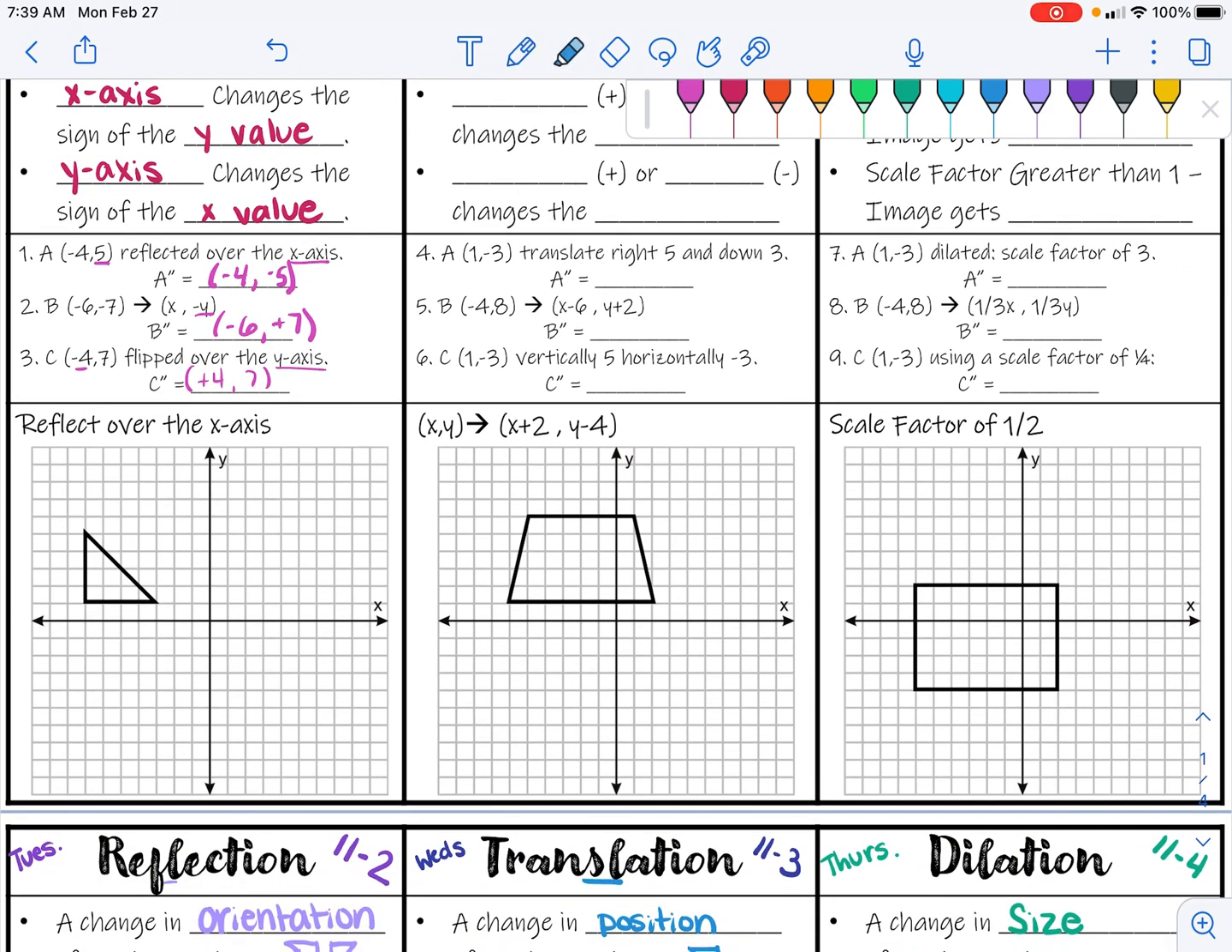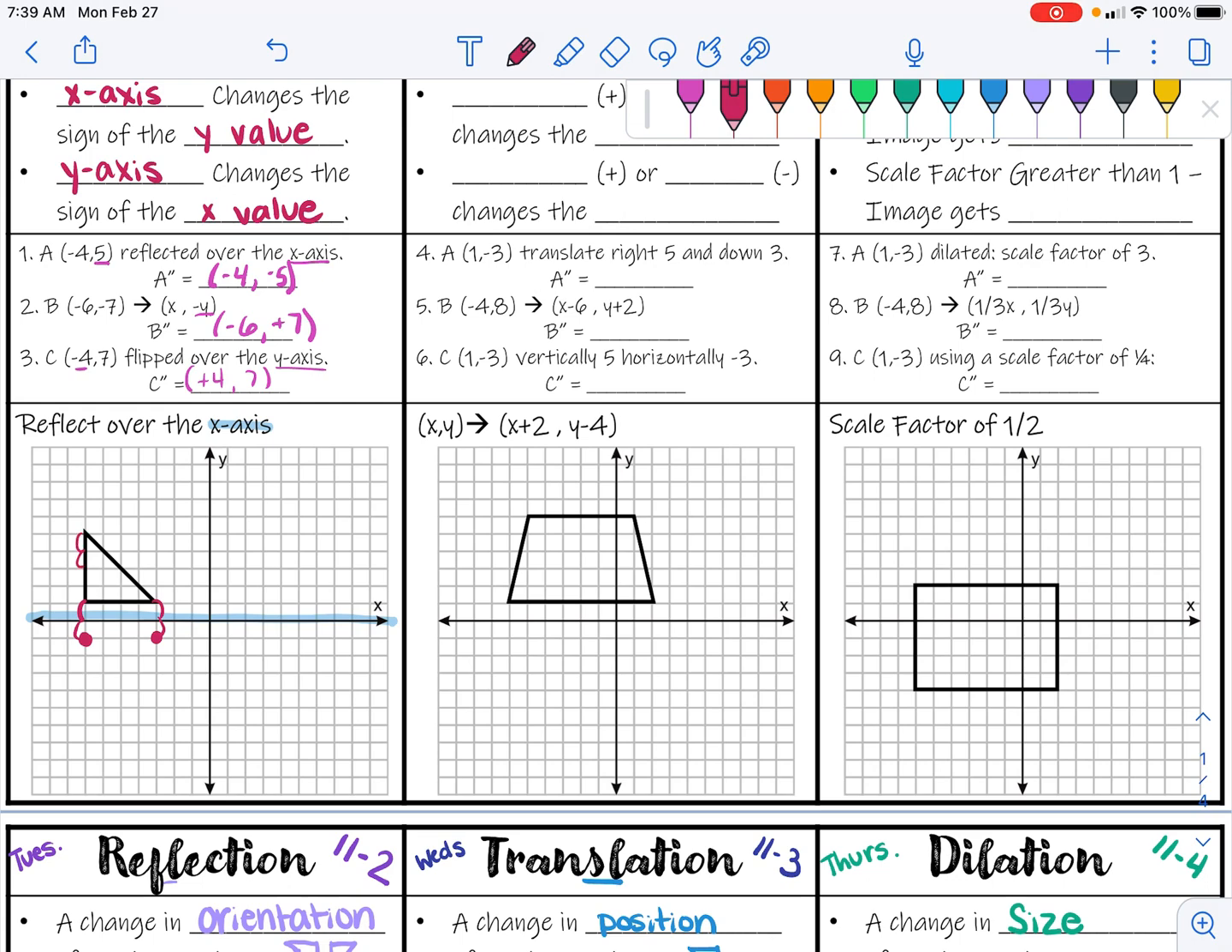If we scroll on down, we'll see that it asks us to reflect over the x-axis, so I like to go ahead and highlight which one is the x-axis. In this case, the x-axis would be that horizontal line. That means my shape is going to end up somewhere down here. So I'm going to look at how far away from the axis each of these points are. So this point is 1 away from the axis. So I'm going to go 1 away from the axis and put my new point. We're going to go down 1 again, and we're at our new point.